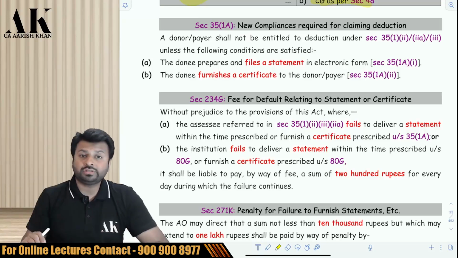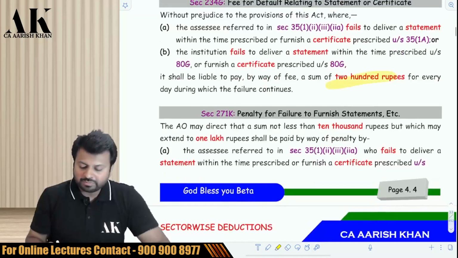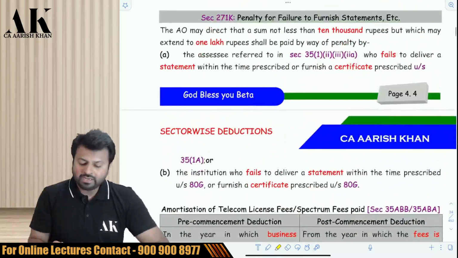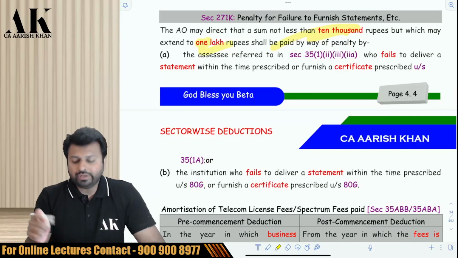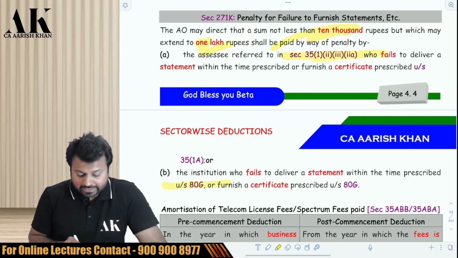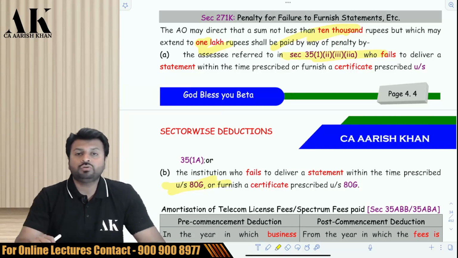If the donee doesn't do these 2 things, then the donee will be liable to a fee of 200 rupees per day and will also be liable to a penalty of 10,000 to 1 lakh rupees. So these 2 works have to be done by the donee. Which donees? Those covered under this section and also those covered under 80G. Even 80G donees have to do these things.